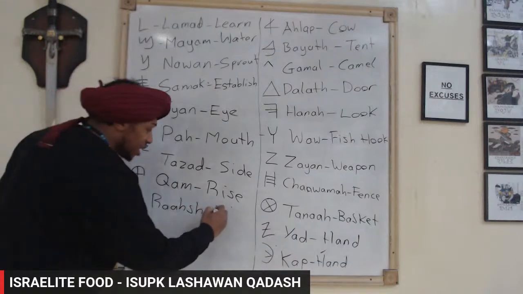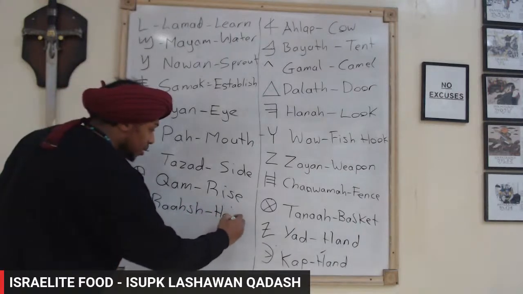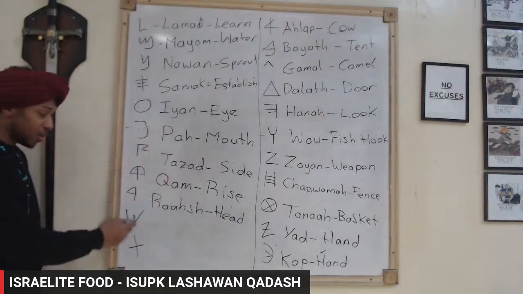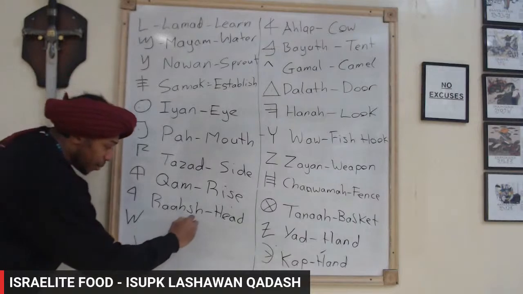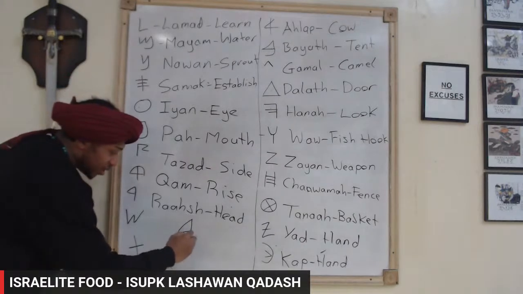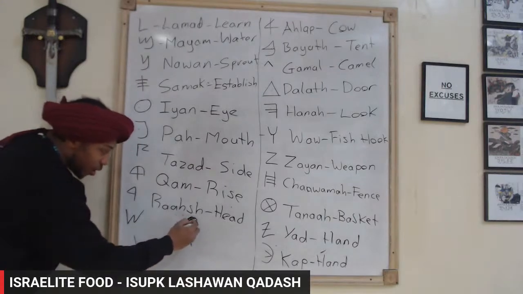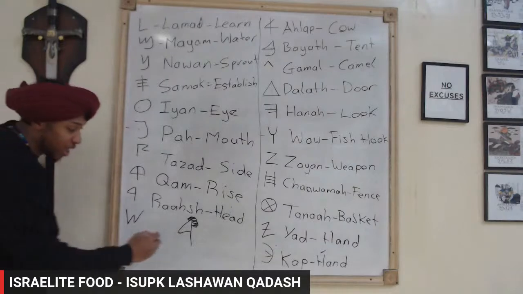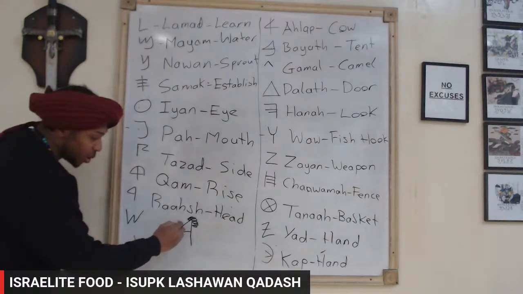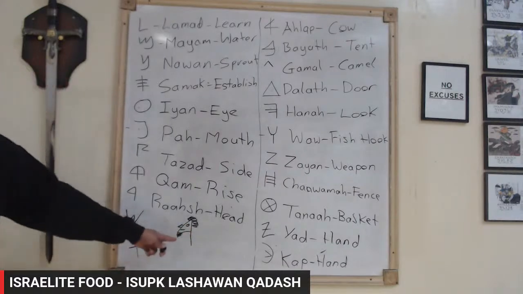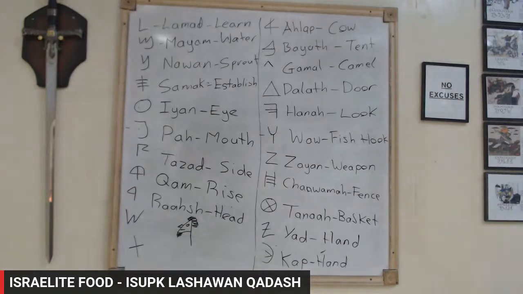All right? Ra'ash. Ra'ash is head. So we got Tazar already. We got the Kwam already with the sunrise. Ra'ash is the figure of a man's head. There's his head. There's his neck. Give him a beard. Give him a nose. Give him an eye. Give him a mouth. Can you see that? That's the figure of a head. That's what the Ra'ash is.